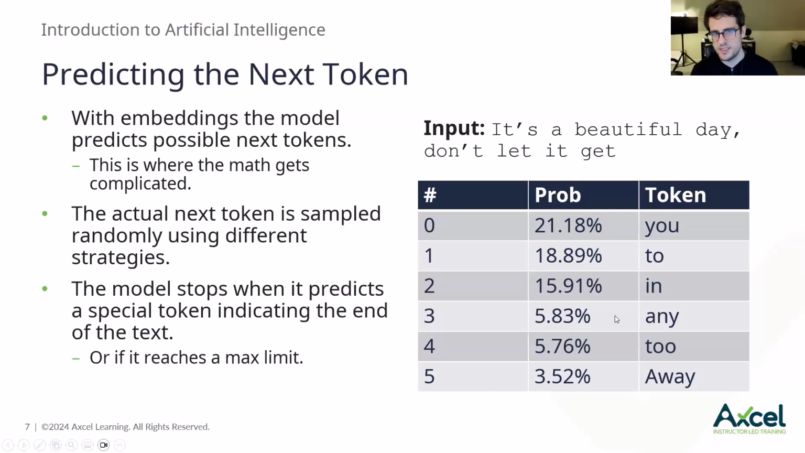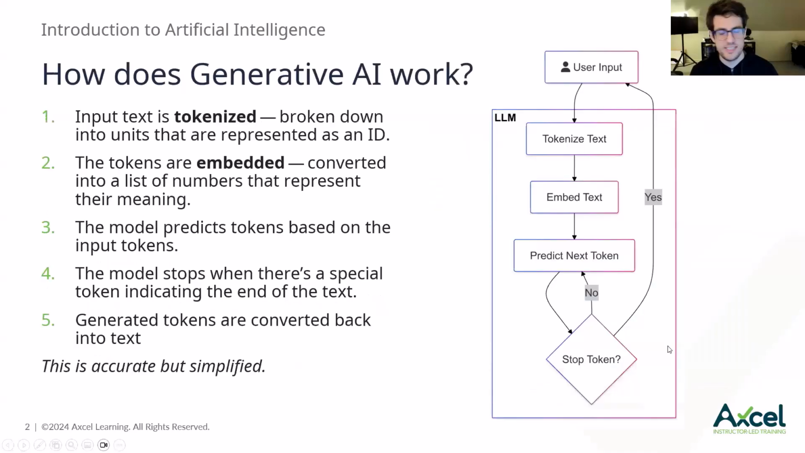Also, if you know the context for the quote, I would love to see someone throw it in the chat. So here it would go, it's a beautiful day, don't let it get, you, to, and so on and so forth. Now, once we have this, the text can go back to the user, and we have effectively that full cycle of tokenizing text, embedding it, predicting it, eventually stopping, and then going back to the user.